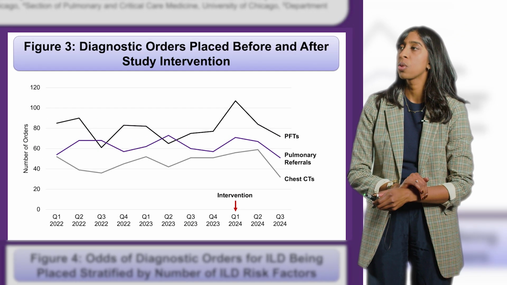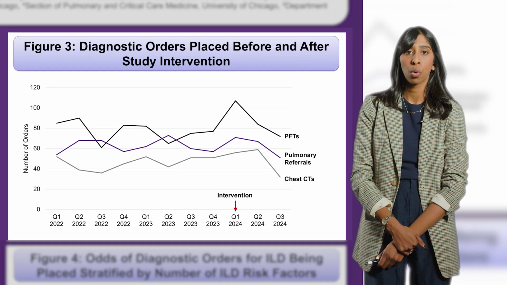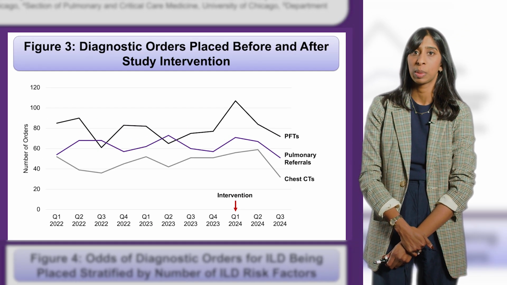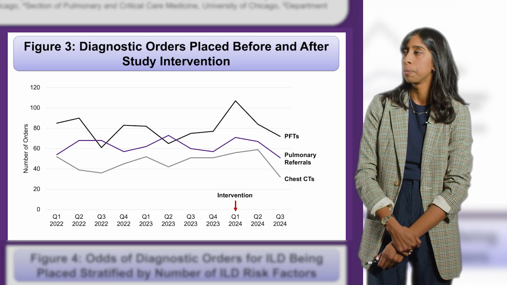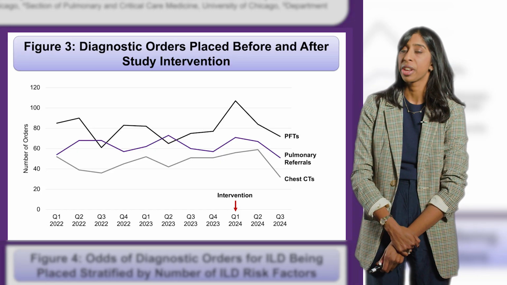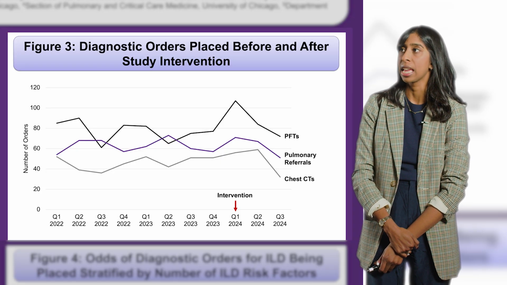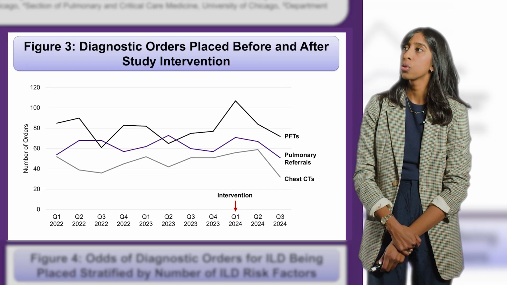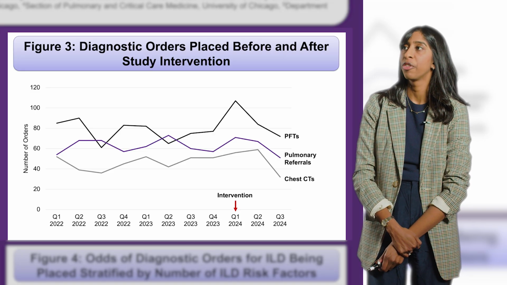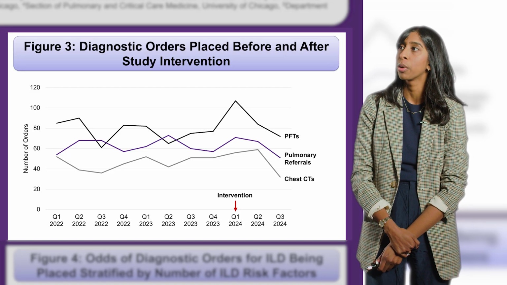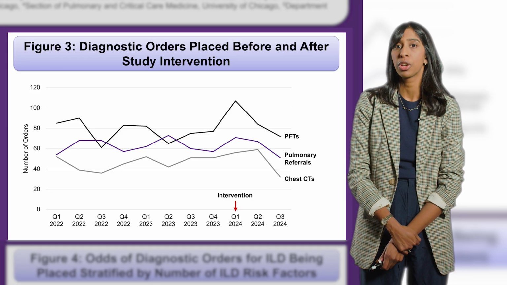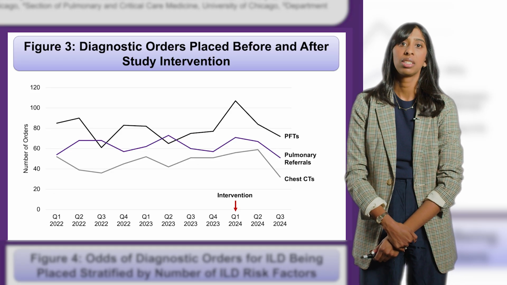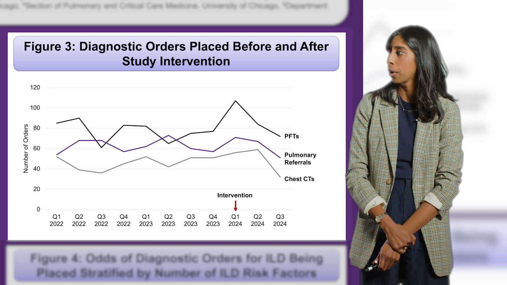In Figure 3, you can also see trends of diagnostic orders that are used in the evaluation of suspected ILD prior to and after our intervention period. Q1 of 2024 is when the intervention period began, and you can see that there was an initial spike or increase in the number of pulmonary function tests, pulmonary referrals, and chest CTs that were ordered following our intervention period, but I will note that that trend did not persist past the first quarter.